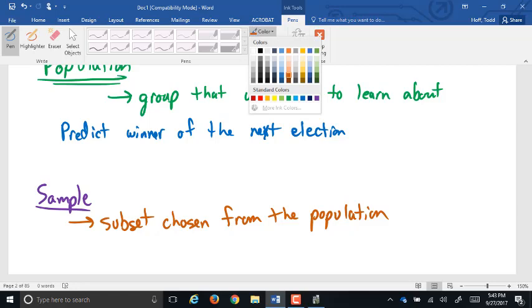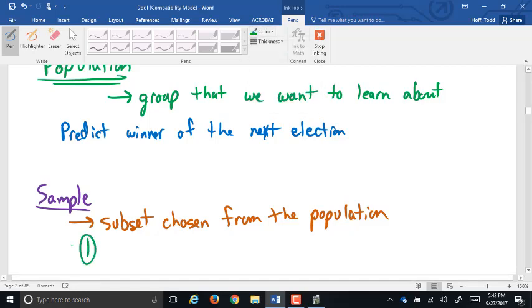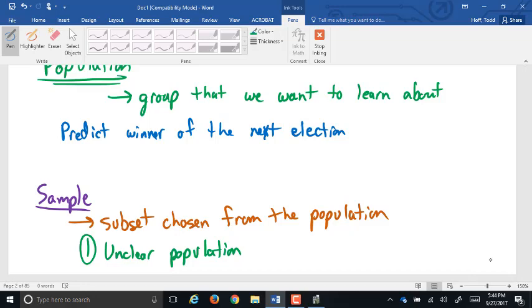And there are several reasons why we would choose a sample. One is the one that I just gave: unclear population. Like I said, it's hard to define the population because it's really not totally sure what's in it, and some of the members of the population aren't sure whether they're in it or not.